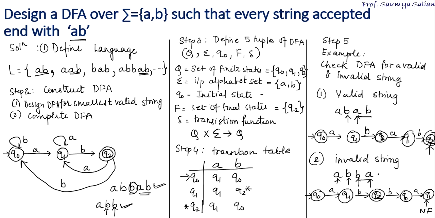This indicates that this invalid string is not accepted by our DFA. This is how you should be designing a DFA for the given problem, that is strings ending with the substring AB.